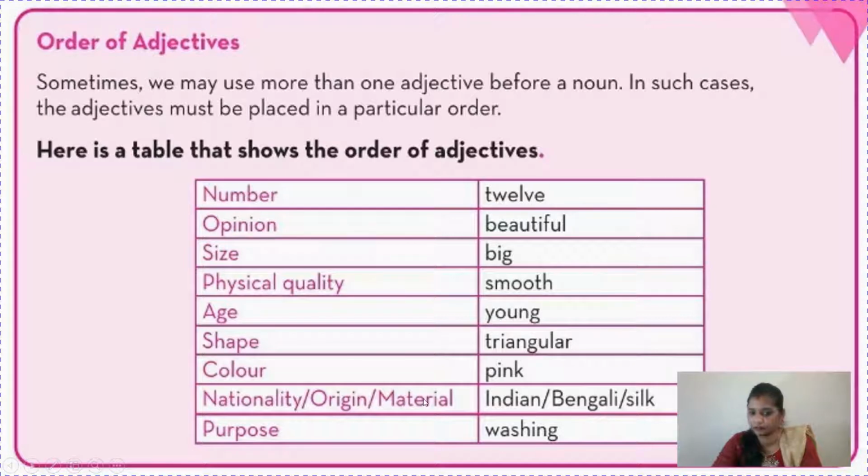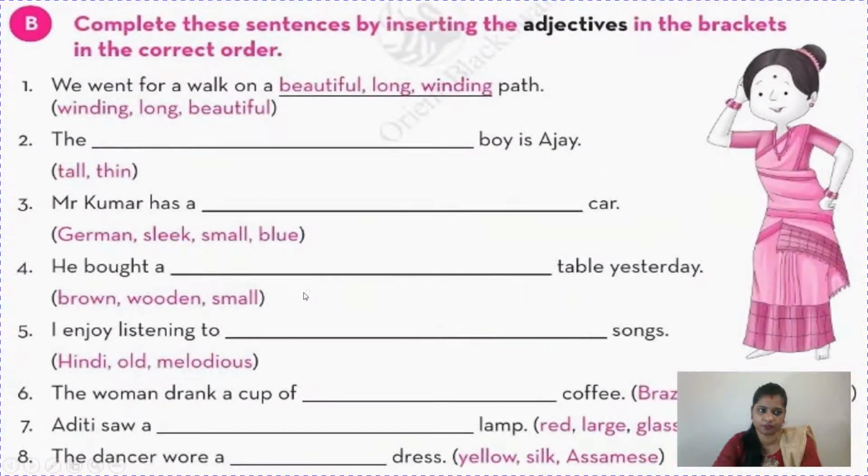But children, we have learnt material nouns, right? So from there we can write purpose: washing, steaming, or suppose a frying pan. So pan is a noun, so frying will become an adjective. Okay, a dining table. Table is a noun, dining will become an adjective. So we have to arrange in this order. So let's do one exercise based on it.